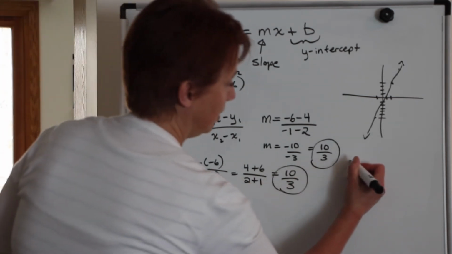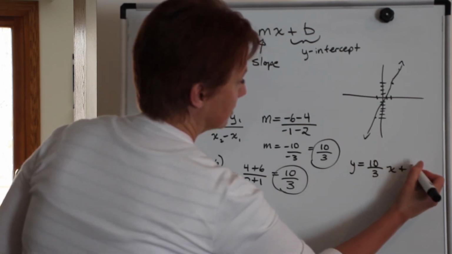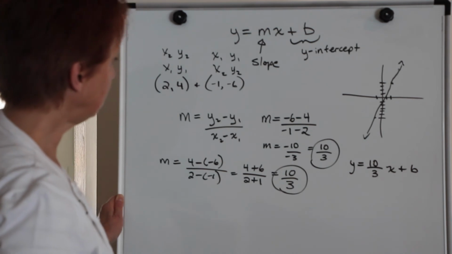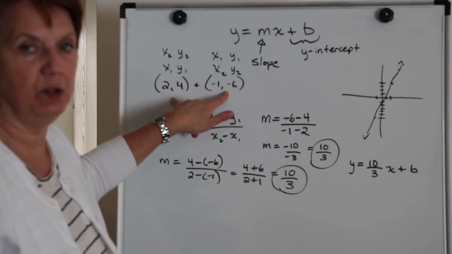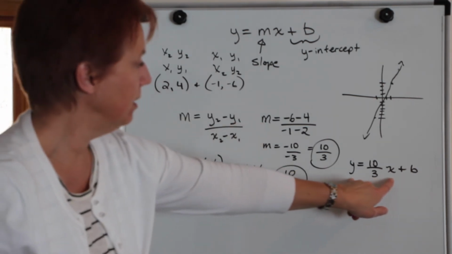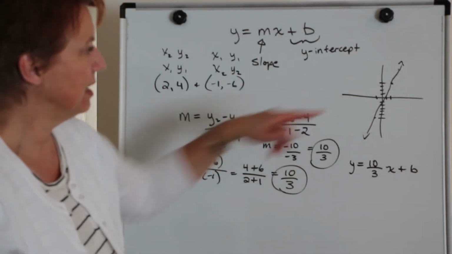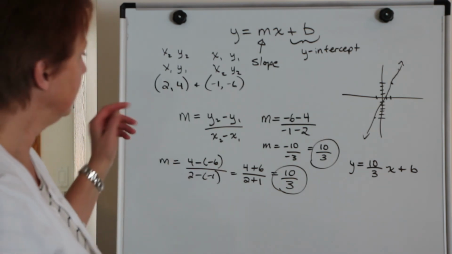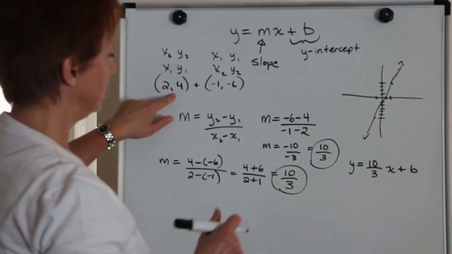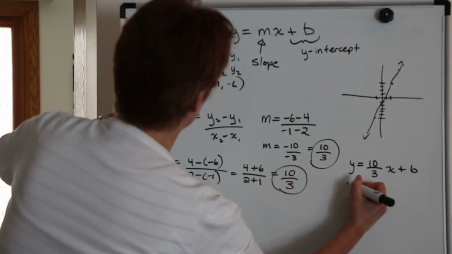So right now we know that y equals 10 over 3x plus b. Now what we need to do is fill in either of these 2 points for x and y to find b, because we have to know what b is. So b looks like it's about negative 1, negative 1.5, something like that. So let's find out. Let's use this number here. So we have 4 here for y.